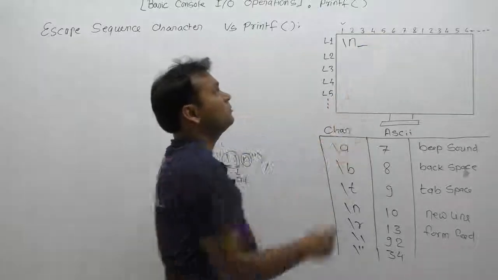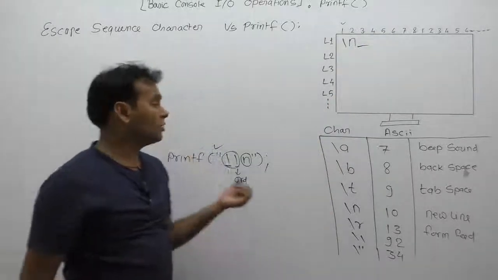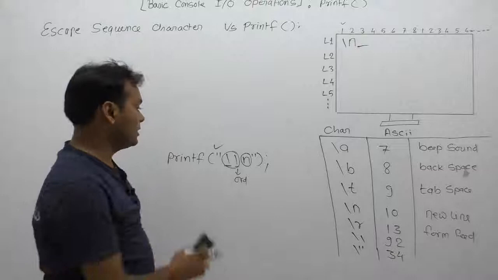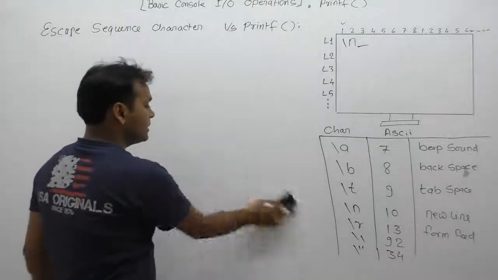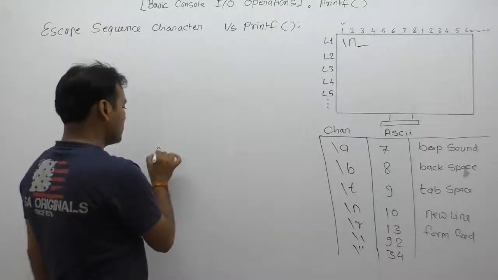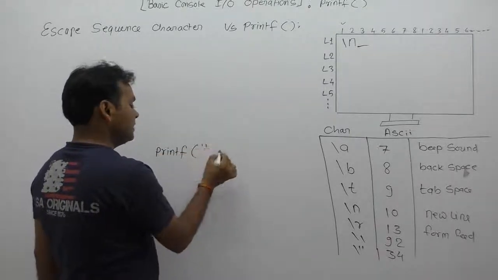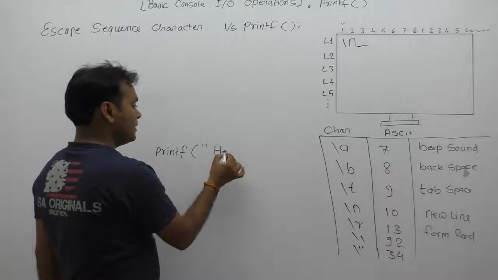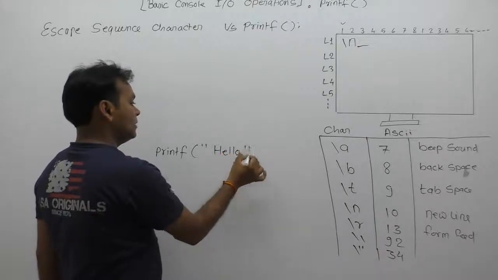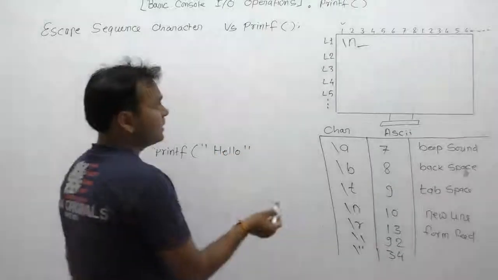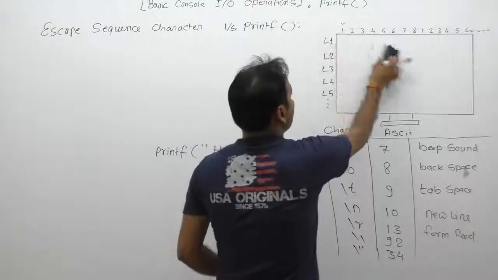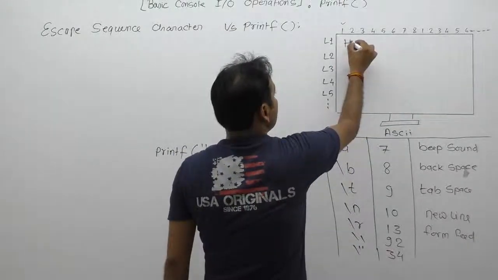After that, the cursor will be moving to the third position. This is the output of this printf function. Similarly, if you want to display some message inside double quotes, as we know, if you are writing a message directly like that, hello, the message is simply displayed as hello.